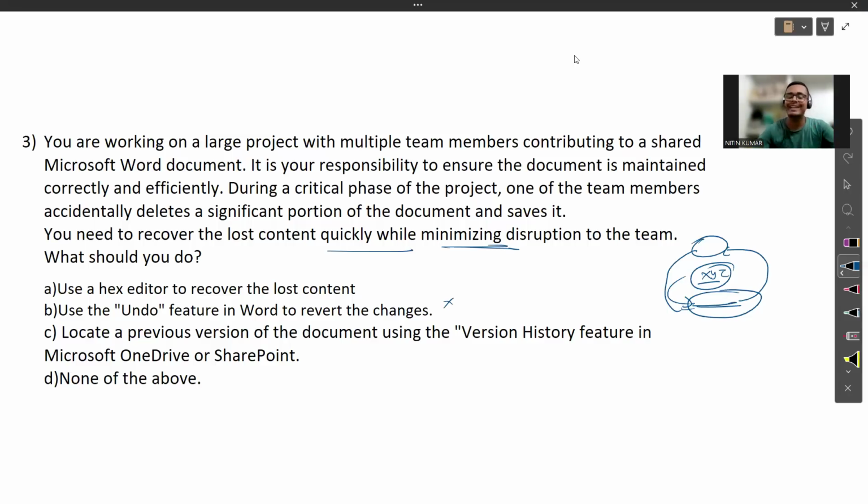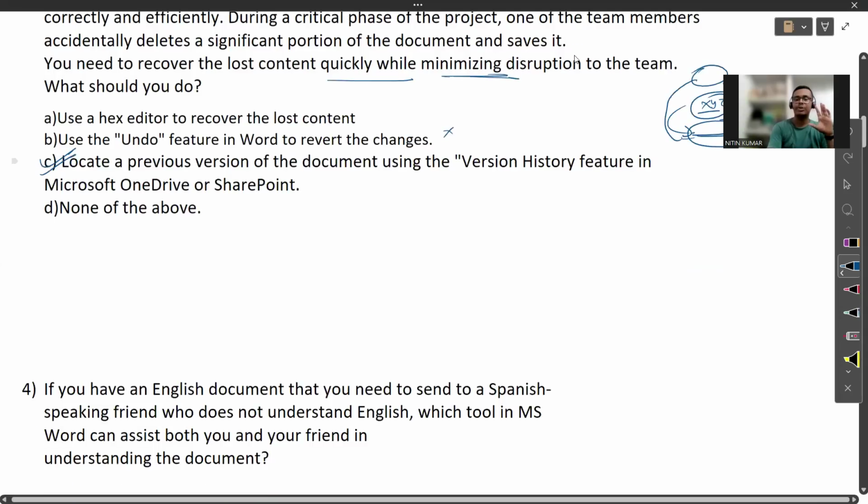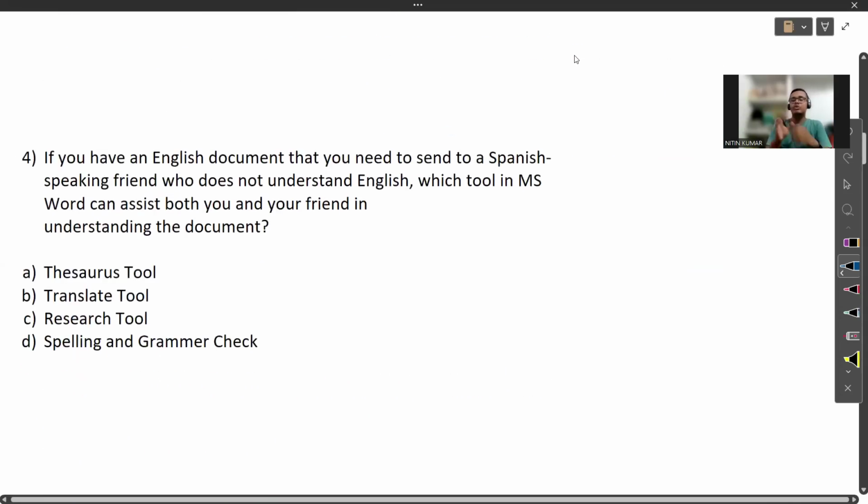So this could be a wise idea, and this could be the correct answer for the option. Understood now? This is a very important thing. Okay. Now let's move to the next problem.